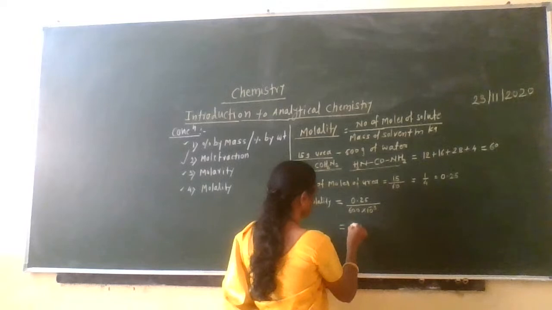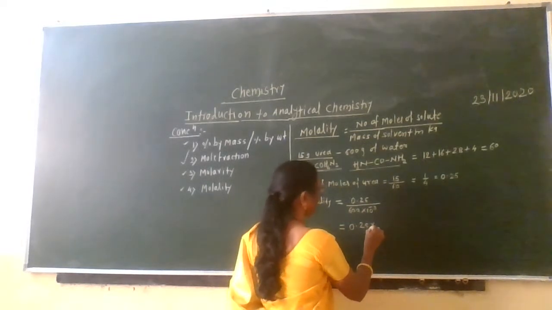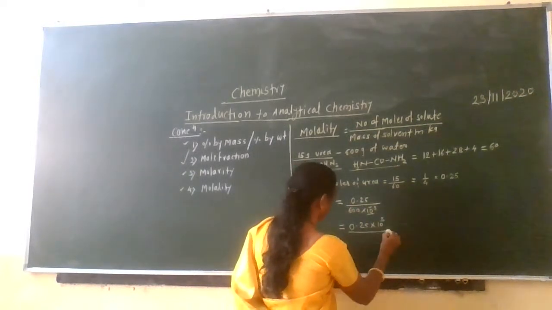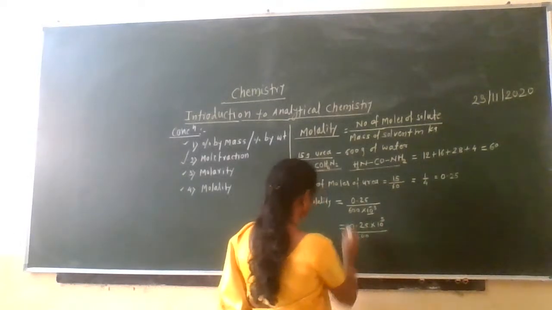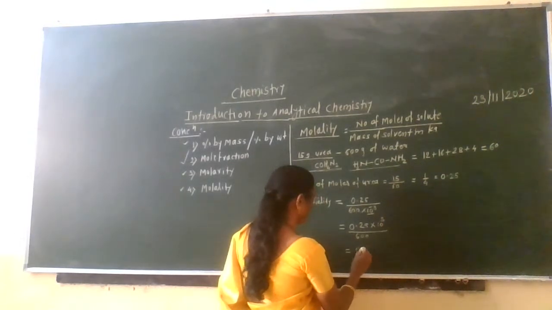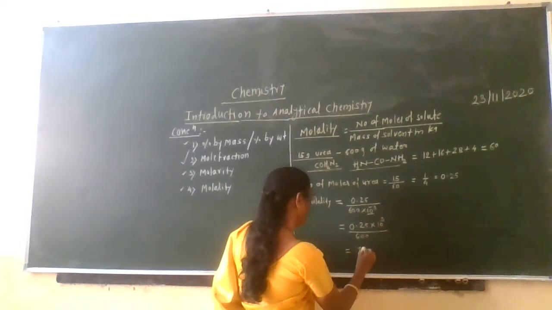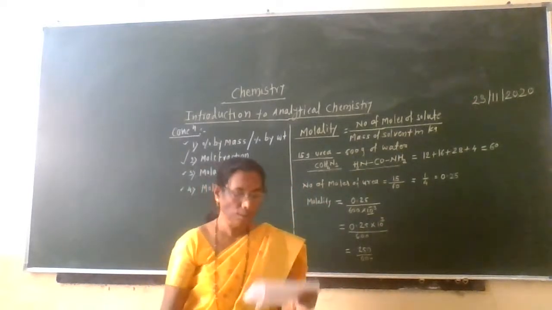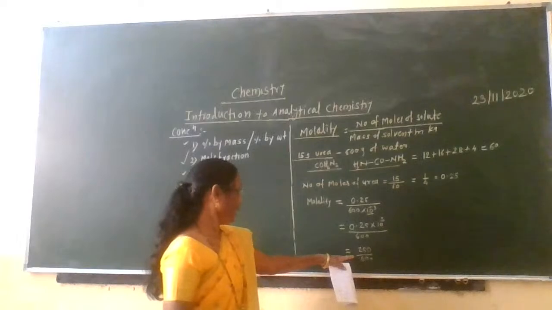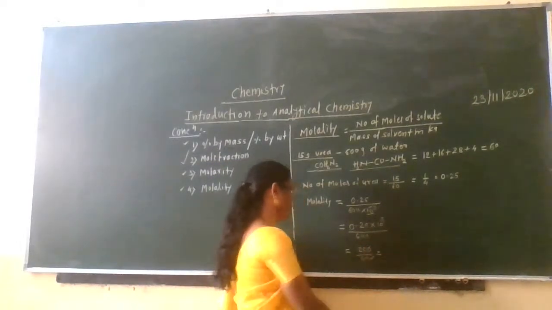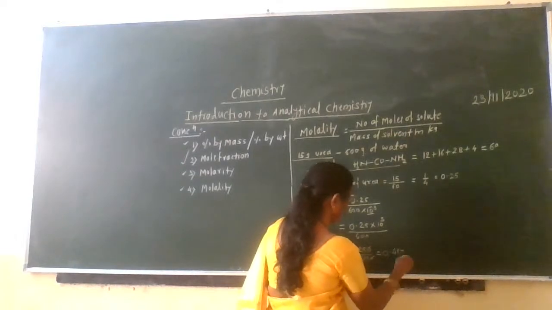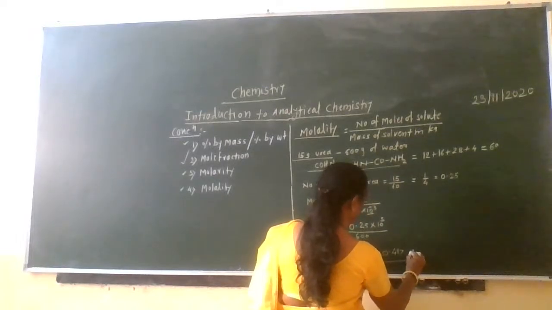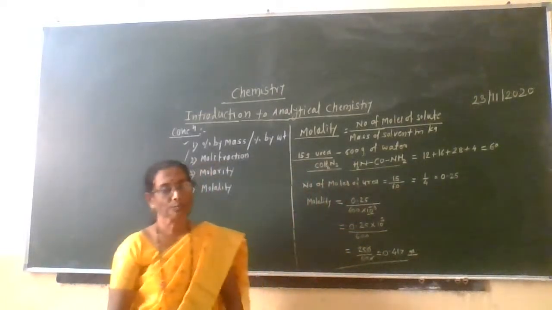And by solving this, 0.25 multiplied by, taking the 10 raised to minus 3 to the upper side, it becomes 10 raised to 3, divided by 600. Instead of this, we can write 250 divided by 600. By solving this, we can obtain the molality. We can cancel and write 0.417 is the molality, and the unit of molality is a small m, and it is independent of the temperature.